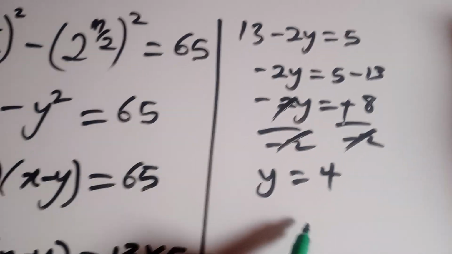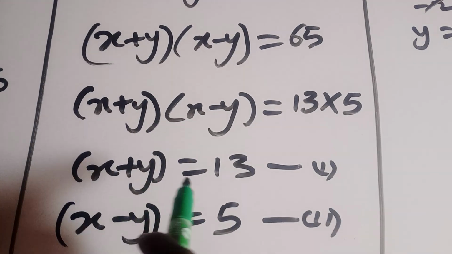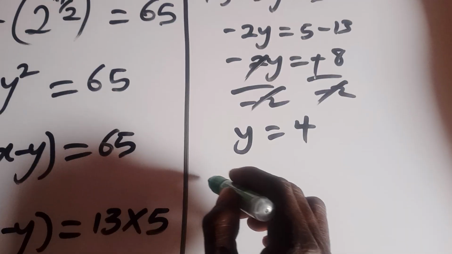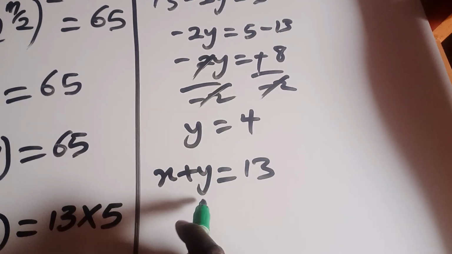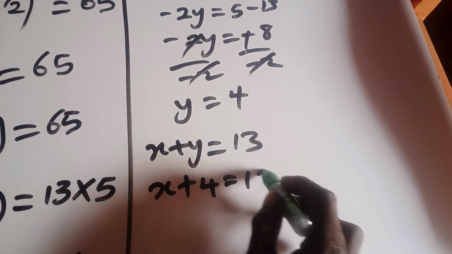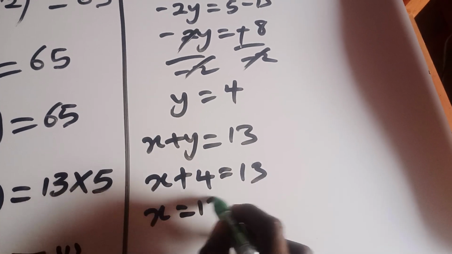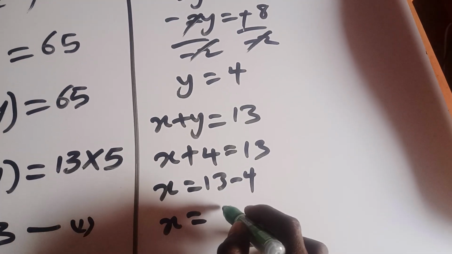So when my y is equal to 4, from any equation here, let's say from equation 1, x plus y is equal to 13. The value of y is equal to 4, so x plus 4 is equal to 13. So x is now equal to 13 minus 4. So x is equal to 9.